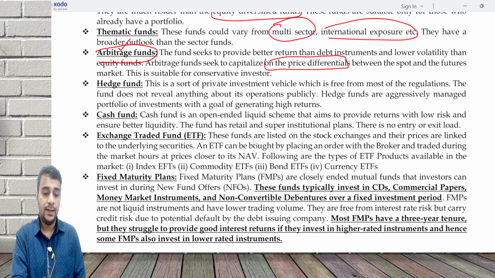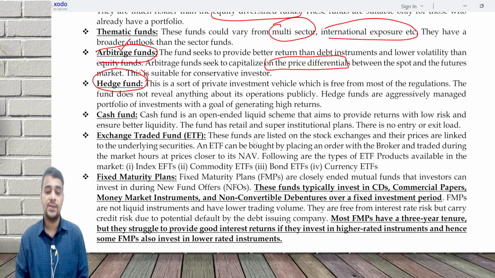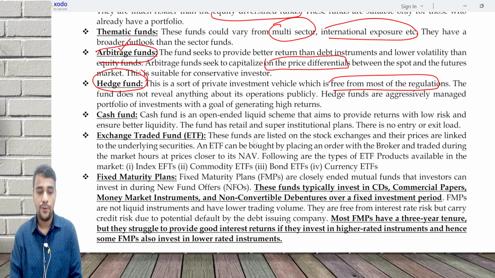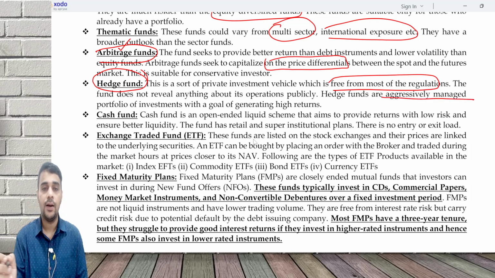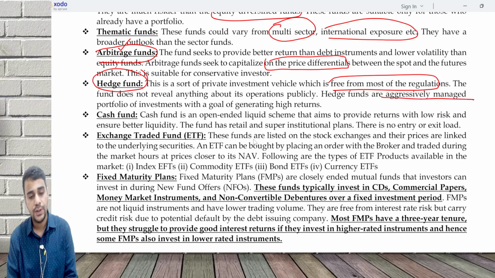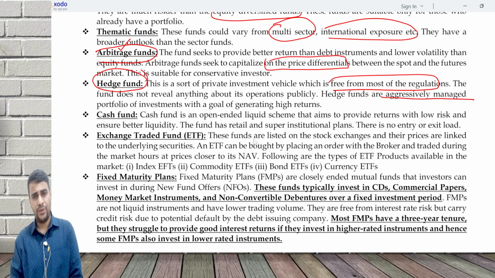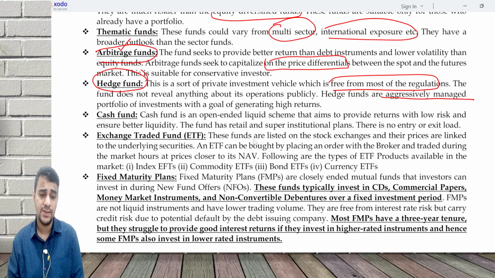Hedge fund. I think among all the funds which I have discussed, hedge funds are considered to be extremely risky, because there is no regulation. They do not disclose most of the information. They are aggressively managed. They are going to invest money in a lot of risky securities. The objective obviously is to generate very high return, but you are going to take a lot of risks.